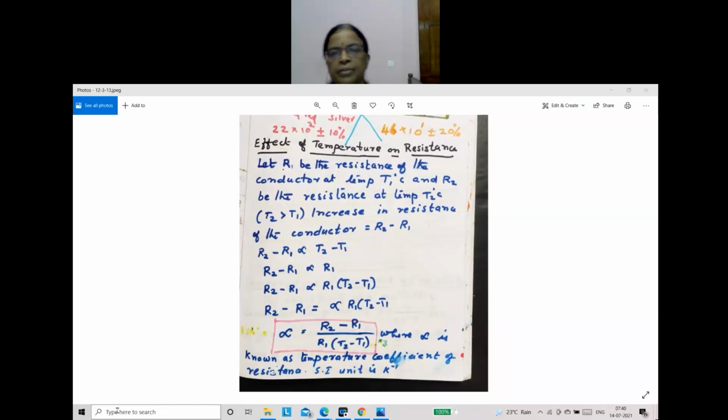So if temperature is varied, resistance will vary. That is what we are going to study now: the effect of temperature on resistance. If temperature is kept constant, resistance for a material is constant. But if temperature is varied, what happens to resistance? And there is an equation connecting that.